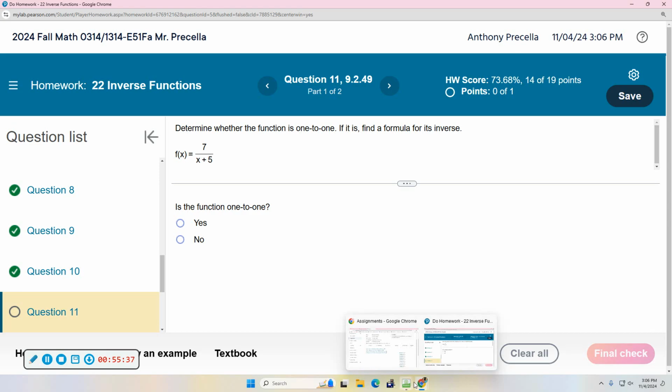This is number 11. They give us the function f of x is equal to 7 over x plus 5. So first thing they want to know, is this one-to-one? You don't have to show any work to prove or disprove that it's one-to-one. It's what do you think? Is it one-to-one? Think about what I said.